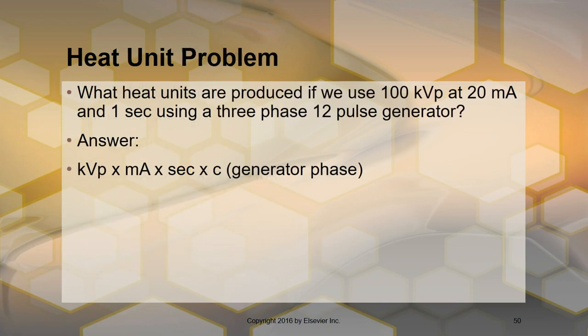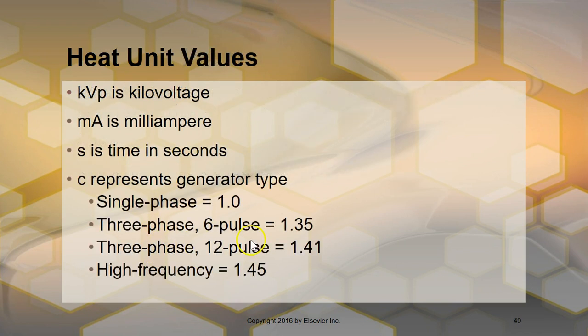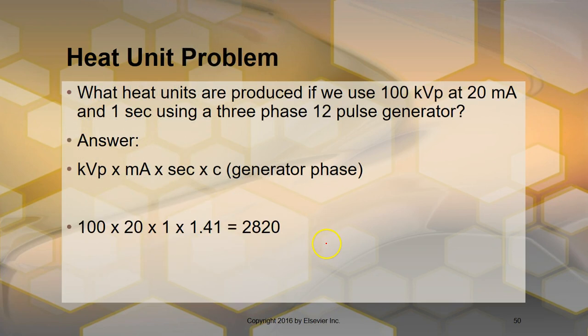Now let's look at a problem. If we use 100 kV at 20 mA and 1 second, and then a 3-phase generator. So kV, you go 100 times 20 times 1, and then what is the 3-phase 12 pulse? It is 1.41. So there you go, 100 times 20 times 1 times 1.41, and the answer is 2,820. So 2,820 heat units if we use that exposure.